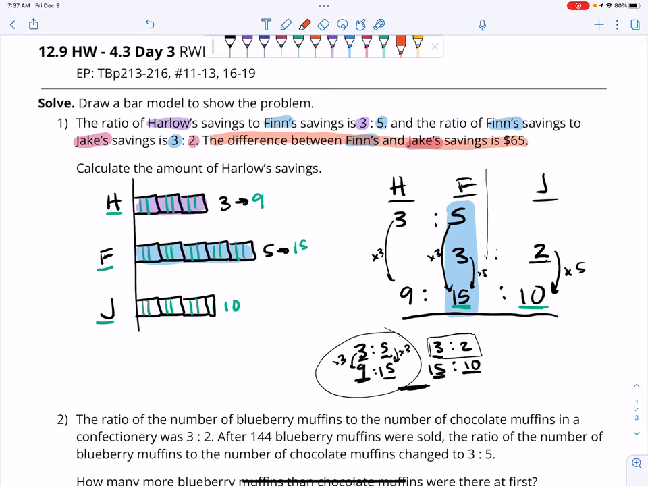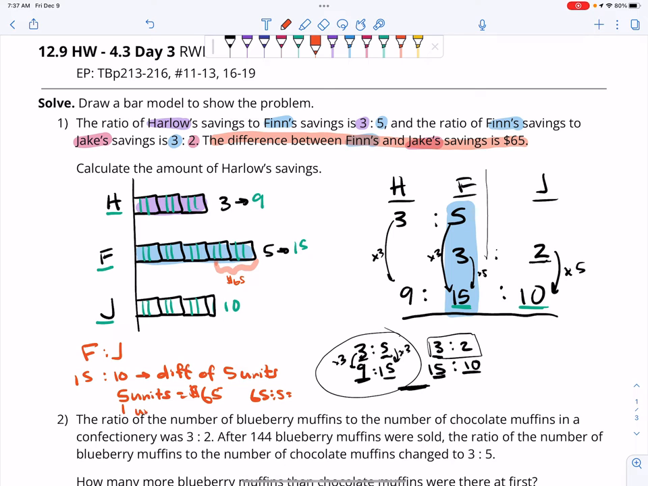So on this bar model, we have an extra number of groups right there. And the value of that set of groups is $65. So we can tell that the difference between Finn and Jake's ratio, that 15 to 10, is a difference of 5 units. Finn has 5 more units than Jake does. And the value of those 5 units is $65. So that means if I do 65 divided by 5, that's going to tell me the value of 1 unit.